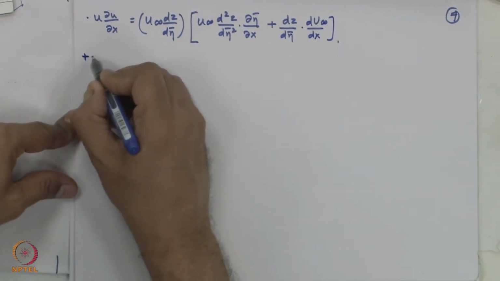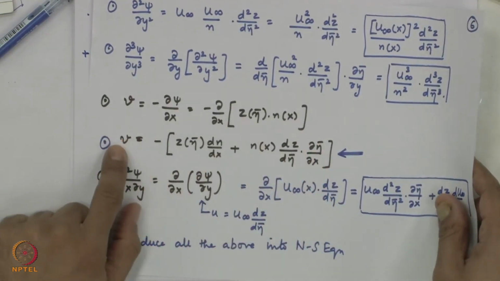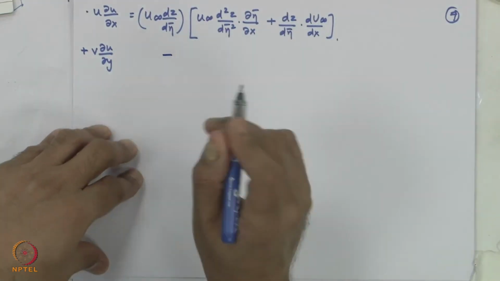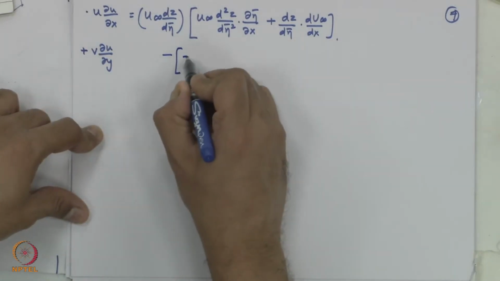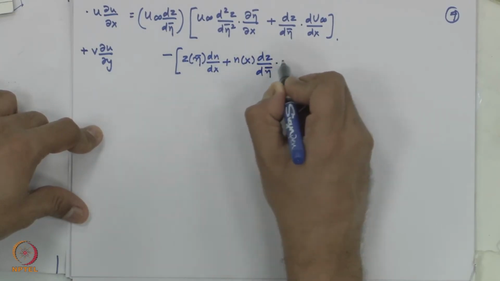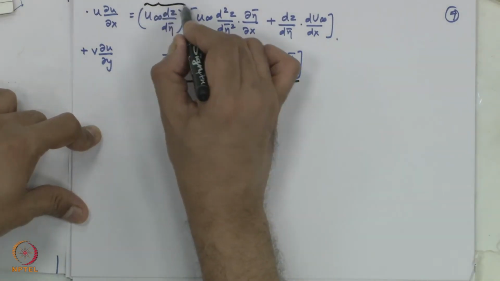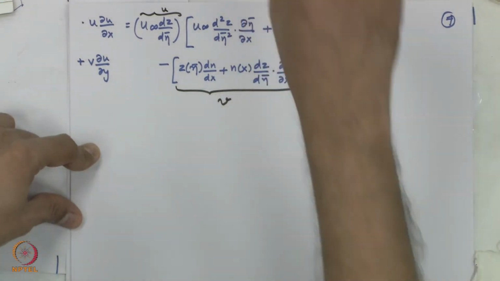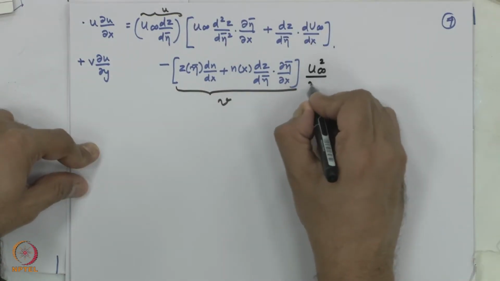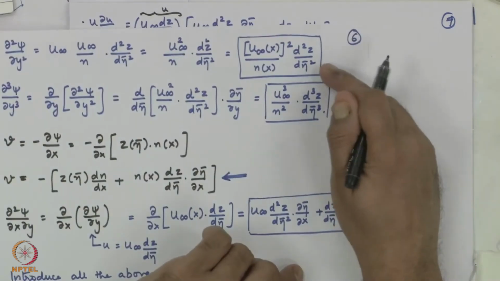Second term is plus v du by dy. What is that? V has a big expression here. So, I just have to copy the expression for v, and then du dy is this term. I am just going to write this minus, because this v has a minus sign, z of eta bar dn by dx plus n of x dz by d eta bar, d eta bar by dx. This is my v. This is my u. Okay, this is my v. Du dy was d squared psi by dy squared, and I am just going to write this as u infinity squared divided by n d squared z by d eta bar squared, directly taken from here.